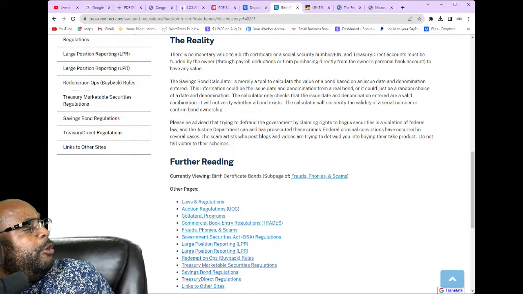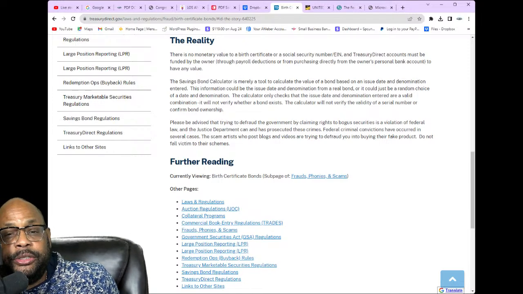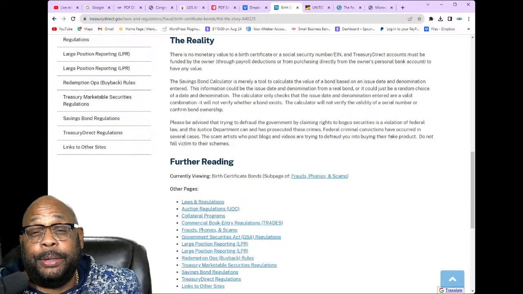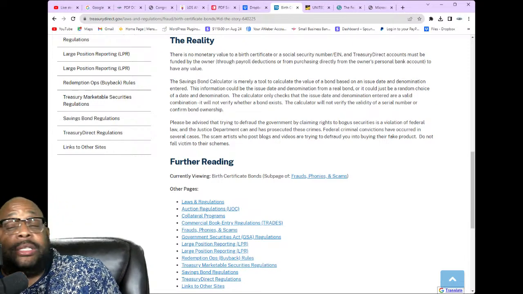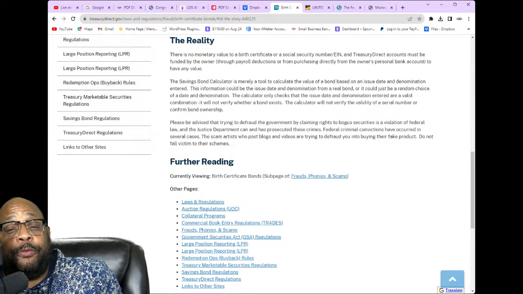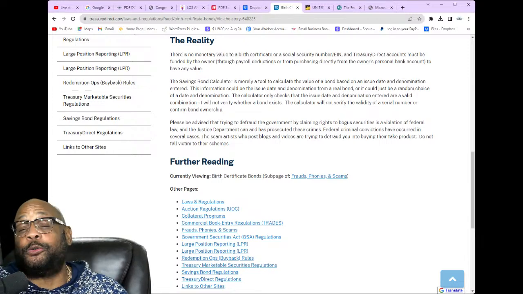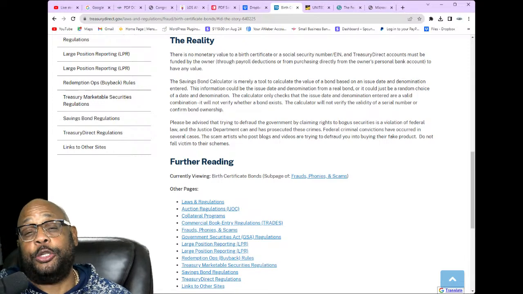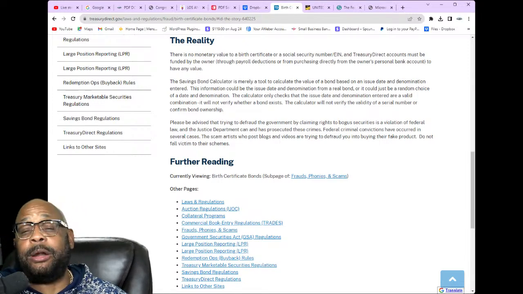Okay, so the government claiming rights to bogus securities is a violation of federal law. What bogus securities? Nobody, you talking about it owned by the federal government? What do they mean, bogus securities? Whose securities are they referring to? Are we talking about governmental securities or what securities? Because if they're public, I would agree with you on that. But if they're private, I don't agree with you that anybody can write a bond. What are you talking about?